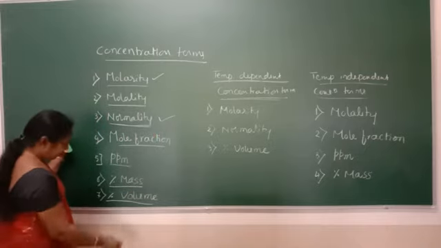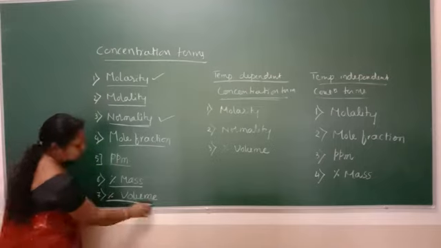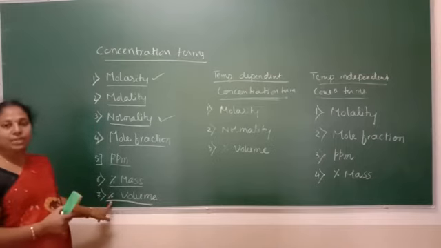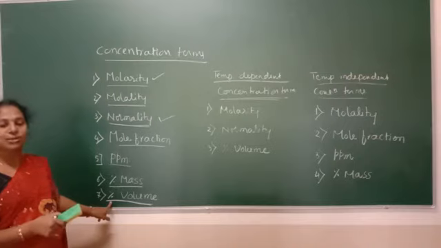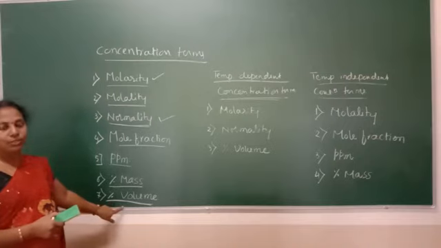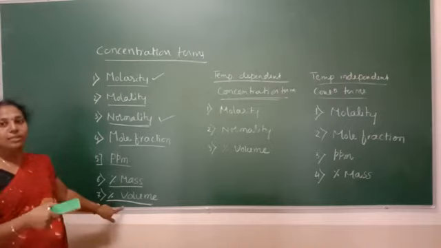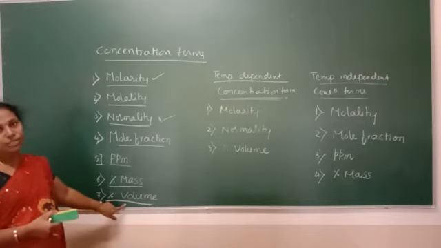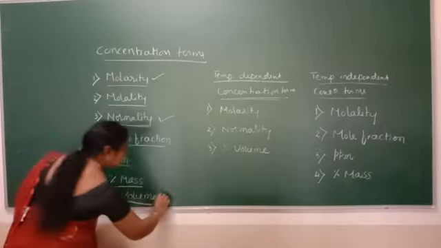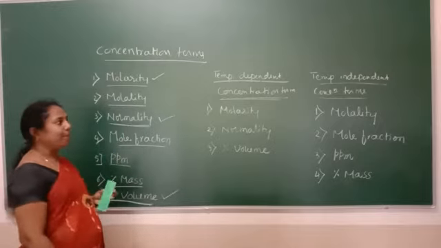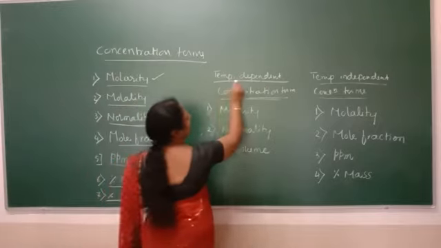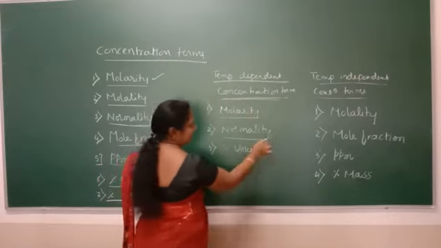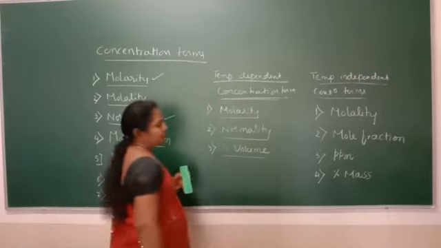And then we are going to take the percentage volume. In this percentage volume also we are going to take the solvent or the solute in terms of volume. So by the variation of temperature the volume of the solvent or the solute gets changed. Hence this is also one of the concentration terms which depends on temperature. Then temperature dependent concentration terms are nothing but the molarity, normality and also the percentage volume.